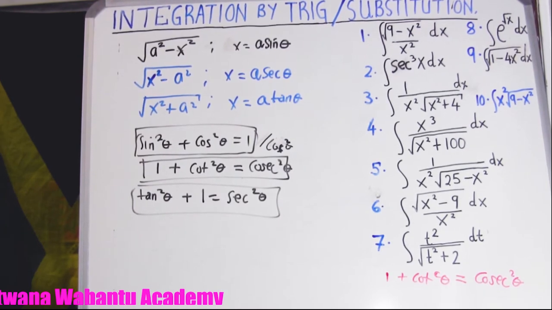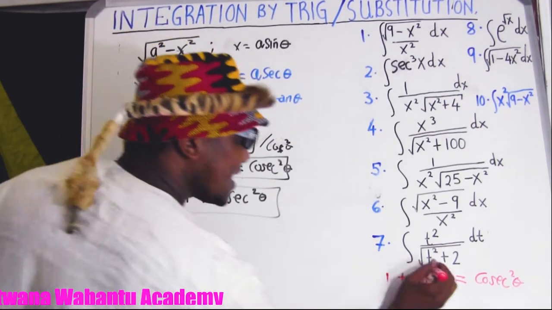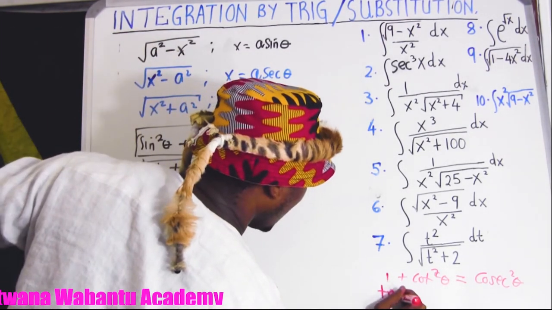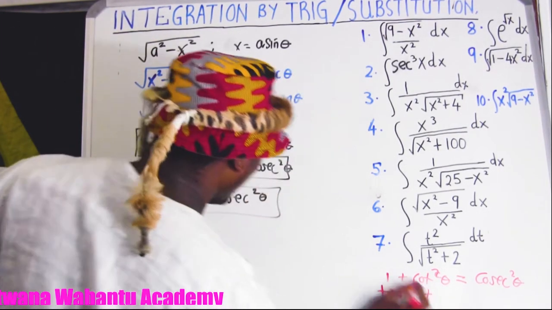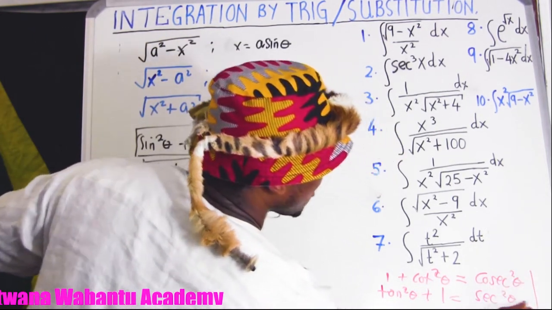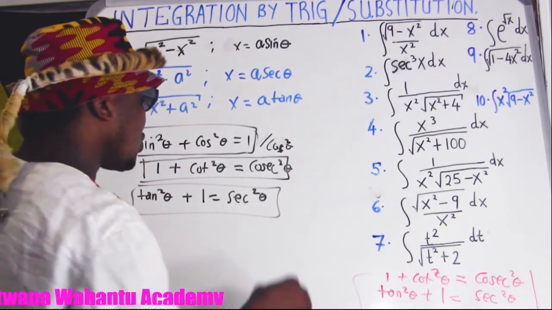Yeah, it does record, because at one time I was solving some questions, then I realized I did 2 hours without recording. And then tan squared plus 1 equals sec squared, because you're going to be using this throughout. Now, let's go to question number one.